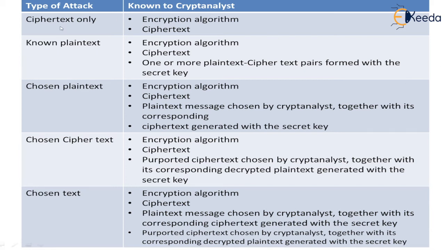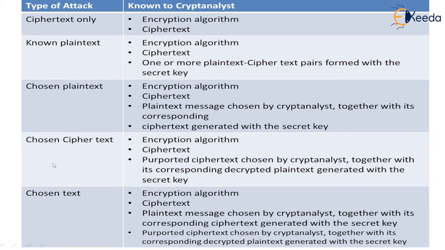For ciphertext only, the encryption algorithm as well as the ciphertext, these two elements, will be known to the cryptanalyst. For known plain text, the encryption algorithm, the ciphertext, and one or more plain text-ciphertext pairs formed with the secret key. That means plain text, ciphertext, and secret key are the elements needed additionally for known plain text. Next is chosen plain text, in which the encryption algorithm, the ciphertext, along with a plain text message chosen by the cryptanalyst, together with the corresponding ciphertext generated with the secret key.